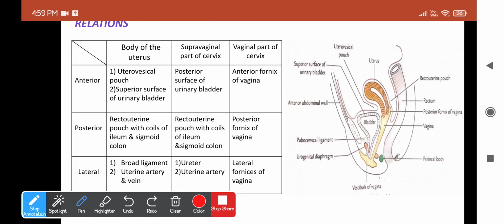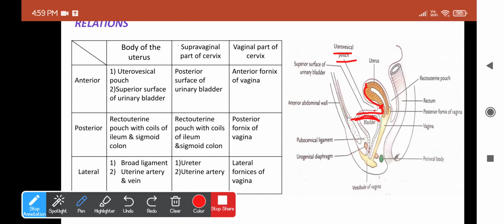So first, if you take the body of the uterus, you can have anterior, posterior and lateral relations. Okay, so anteriorly you have the uterovesical pouch. See, this is the uterovesical pouch, which is formed by the fold of peritoneum extending till the isthmus. This is the isthmus region of the uterus, and the fold extends up to this isthmus, and the pouch within it is called the uterovesical pouch. And then you have the superior surface of the urinary bladder as the anterior relation.